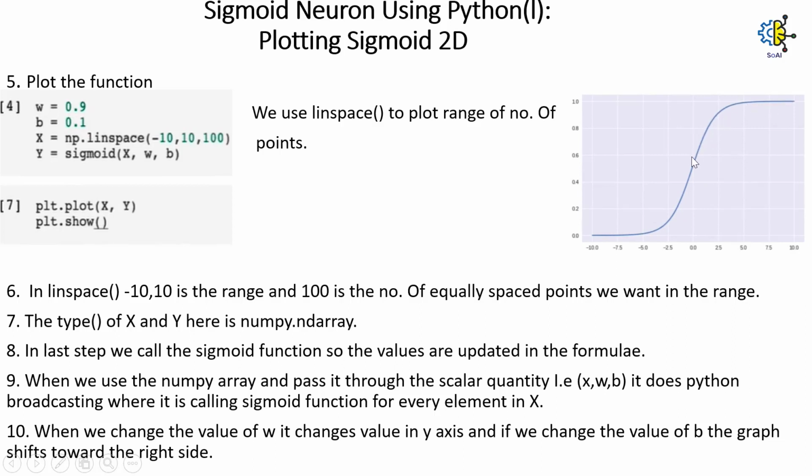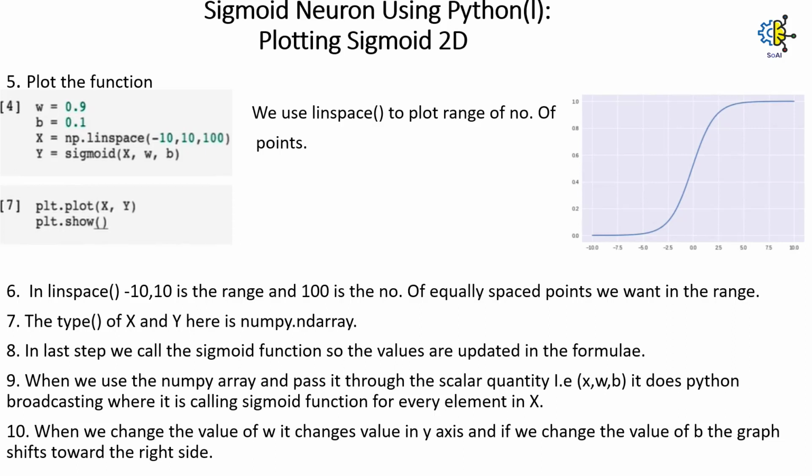This show function will plot the graph. You can see it here. This is the graph with the x-axis from -10 to +10, and the y-axis is the sigmoid function with parameters. If you read the statement, in the linspace function, -10, 10 is the range and 100 is the number of equally spaced points we want in the range. The type of x and y here is numpy.array.